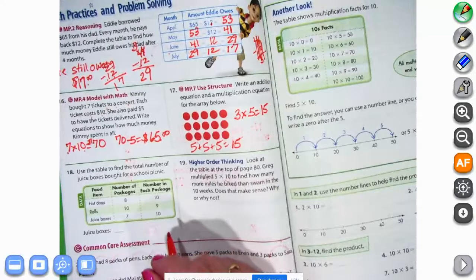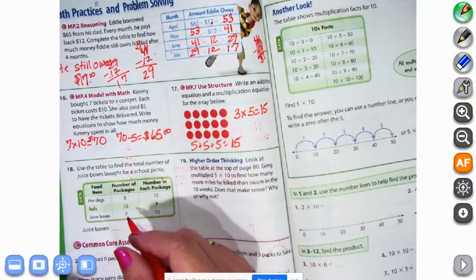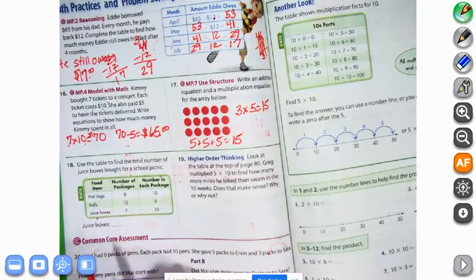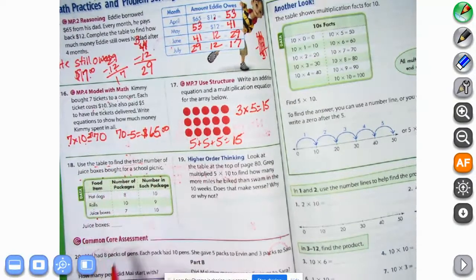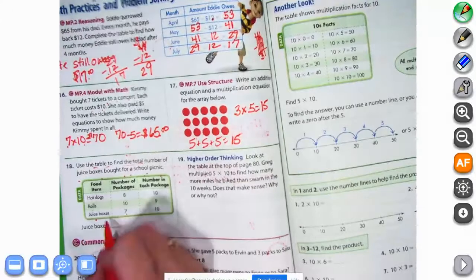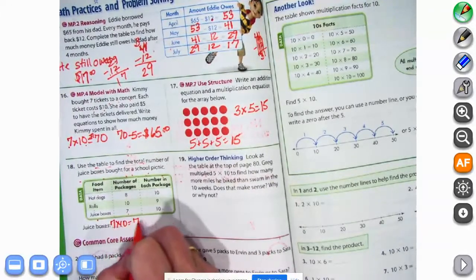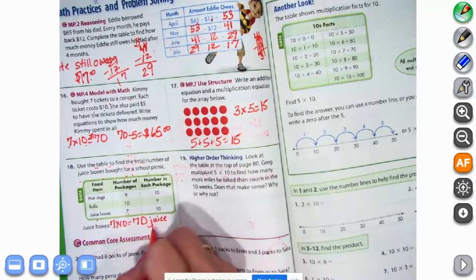Number 18 says, use the table to find the total number of juice boxes bought for a school picnic. So it says hot dogs, rolls, and juice boxes. Well, there are 7 packages, and there are 10 in each package, so that is 70 juice boxes.